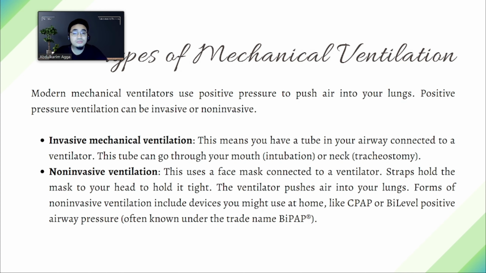Straps hold the mask to your head to hold it tight. The ventilator pushes air into your lungs. Forms of non-invasive ventilation include devices you might use at home, like CPAP or bilevel positive airway pressure, often known by the trade name BiPAP. I think most of you have already encountered CPAP and BiPAP machines. But in general, your mechanical ventilator can also be hooked into a CPAP or BiPAP mask, not only with your endotracheal tube nor your tracheostomy.